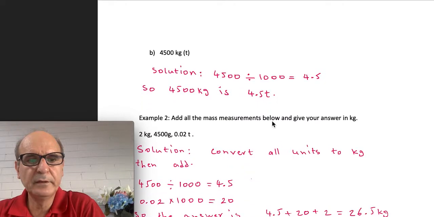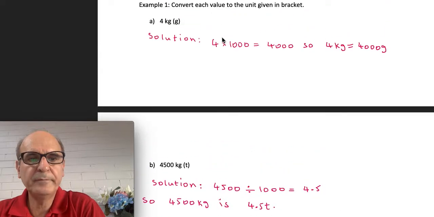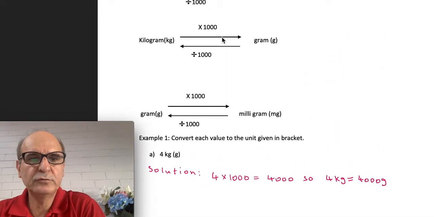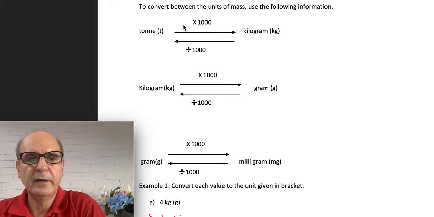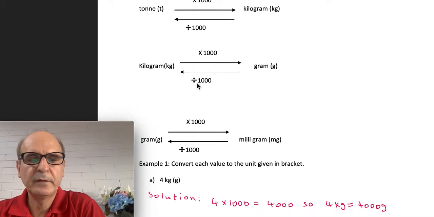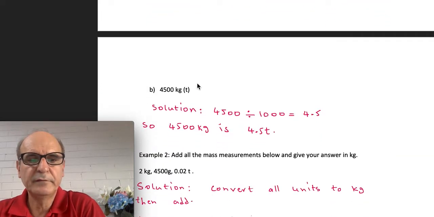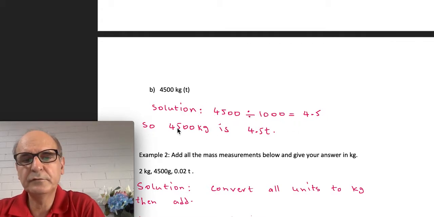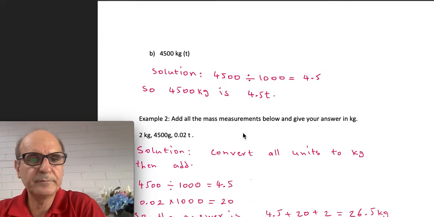Another example, 4500 kilogram, state it in tons. From kilogram to ton, we are going that way, so we need to divide by 1000. So divide 4500 by 1000 and you get 4.5. So 4500 kilogram is 4.5 tons.